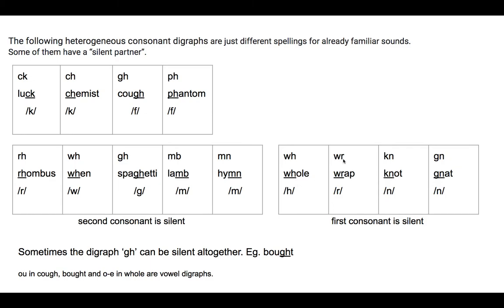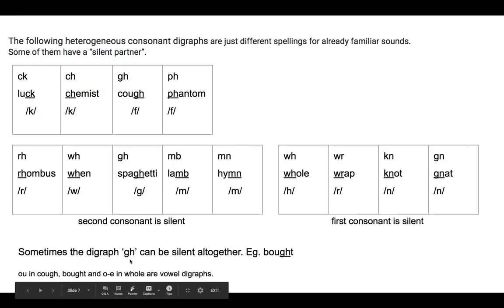W and R produces the sound R. The first consonant W is silent and the second consonant produces its sound R. Rap. K and N produces the sound N. The first consonant K is silent and the second consonant produces its sound N. Not. The letters G and N produces the sound N. The first consonant G is silent and the second consonant N produces its sound N. For example, gnat.